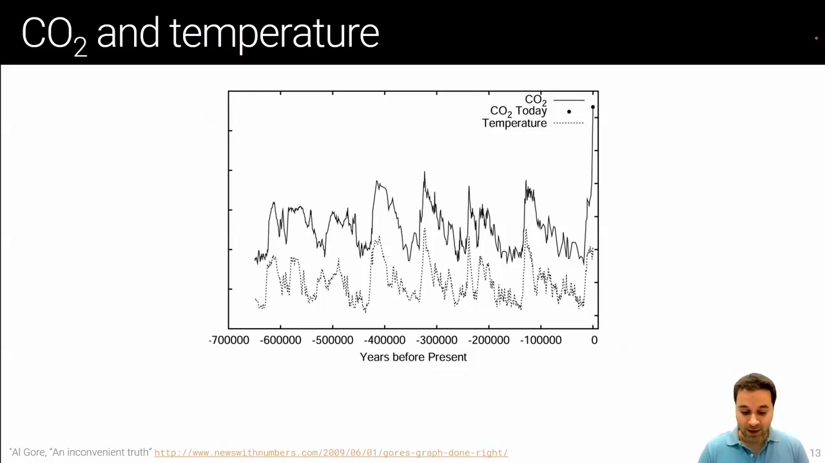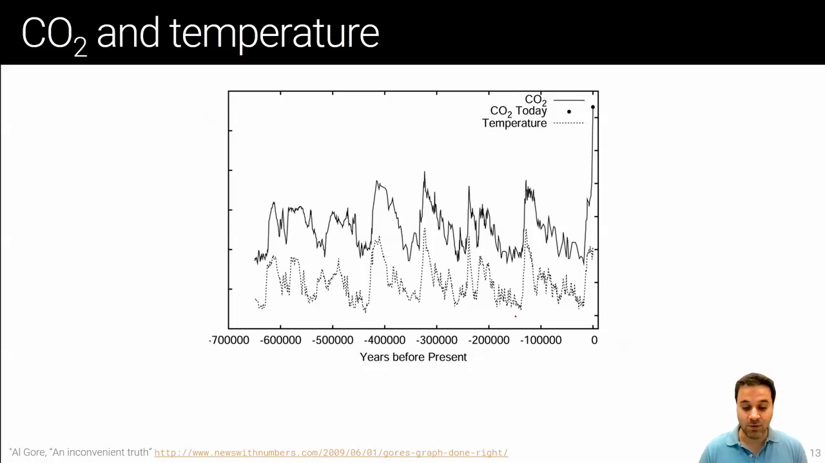In this plot, we have the relationship between the CO2 levels in the planet and the temperature in the planet, going back hundreds of thousands of years. This comes from a documentary from Al Gore. And what we could see here is that there's a very clear relationship, right? When the temperature goes up, CO2 goes up, or maybe the other way around. It actually is the case that sometimes the increase in temperature goes before the increase in CO2, and some other times that it's the other way around.